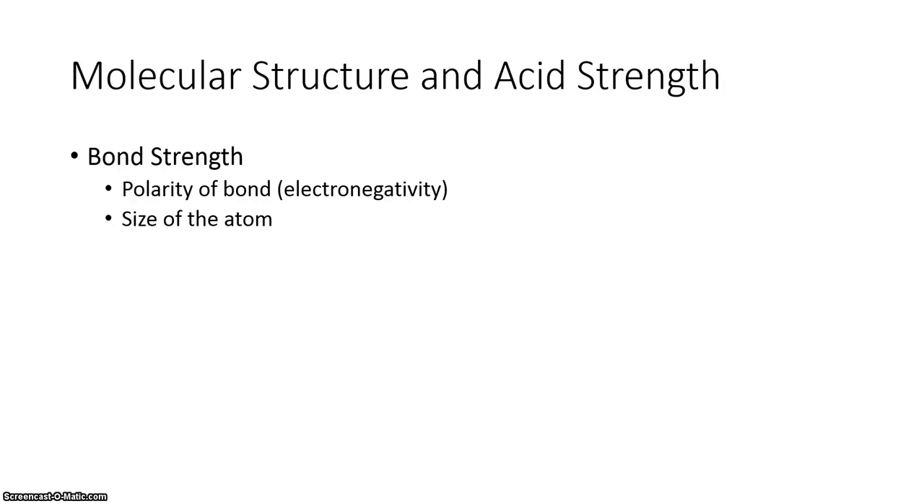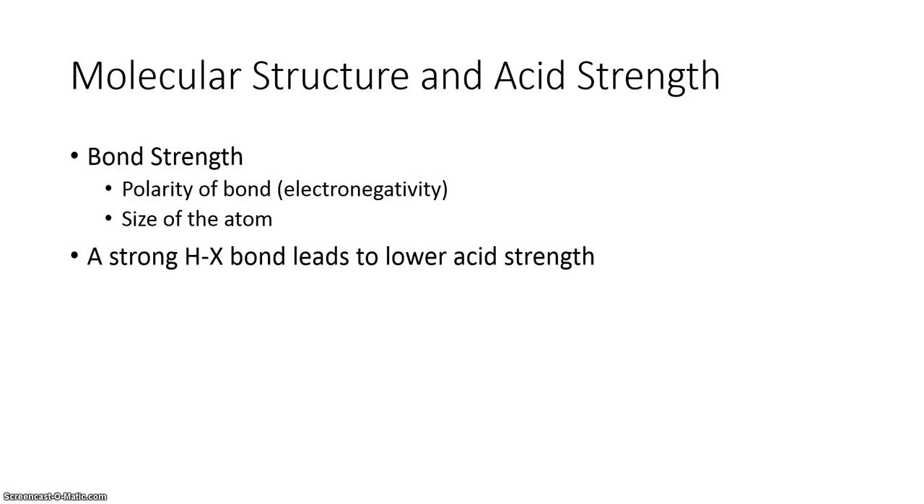Okay, so we're talking again about the hydrogen-X atom bond strength, whatever that atom is. This is going to be related to the acid strength. Again, those two things, the polarity of the bond, which is related to the electronegativity of the atom bonded to the hydrogen, and the size of the atom, play a role in the bond strength. And a strong hydrogen-X atom bond leads to a lower acid strength. That means that bond is less likely to break, and we need that bond to break in order to have a strong acid.